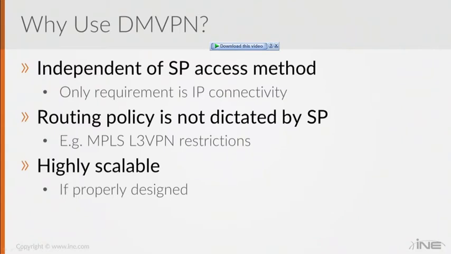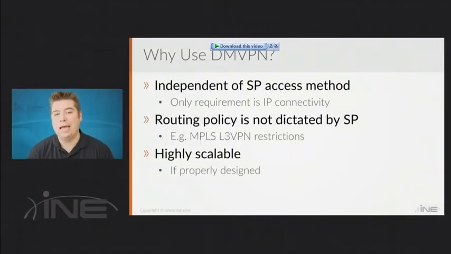Now, why would you want to use this versus other methods? The main reason why DMVPN is so largely deployed is that it's independent of the service provider's access method. So essentially this means that you can buy any internet access you want, or any type of layer 3 solution. It doesn't necessarily have to be internet access, but as long as the endpoints of the network can get basic IP reachability to each other, they should be able to form the DMVPN topology. So you might have some sites that are on DSL, you might have some sites that are on GigE. As long as they have IP reachability to each other, it doesn't matter what the endpoints are.